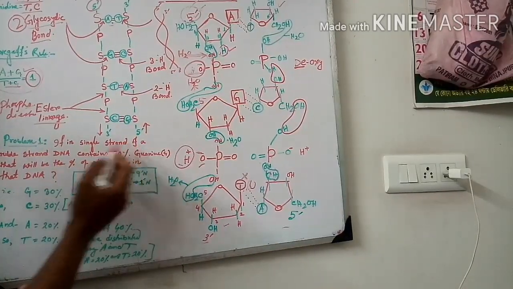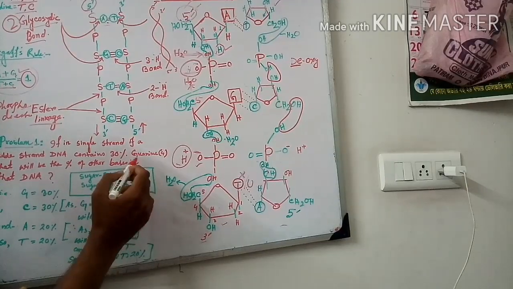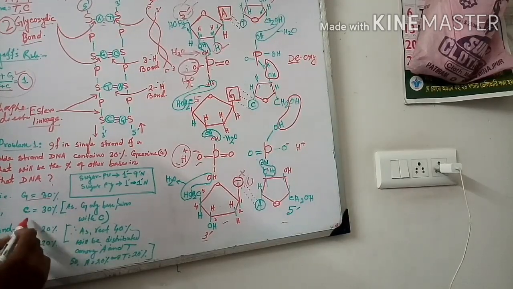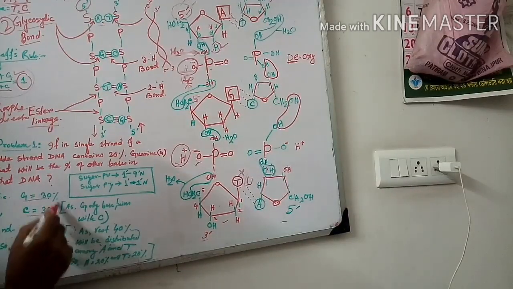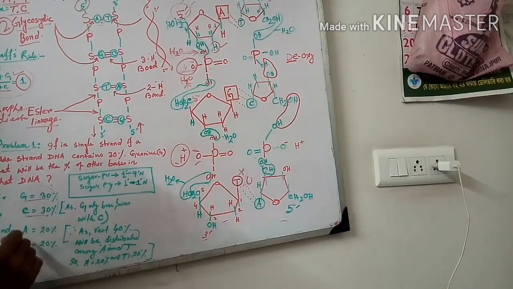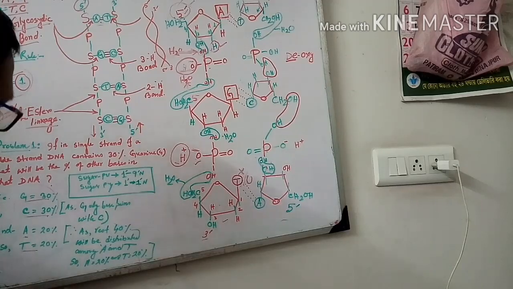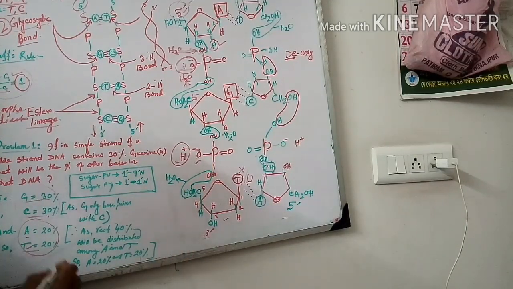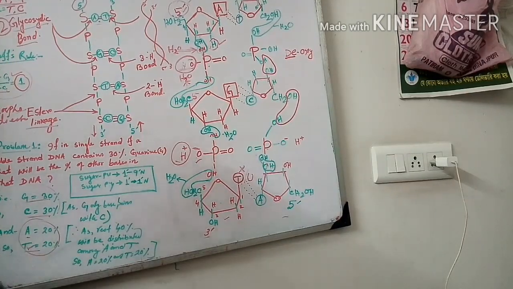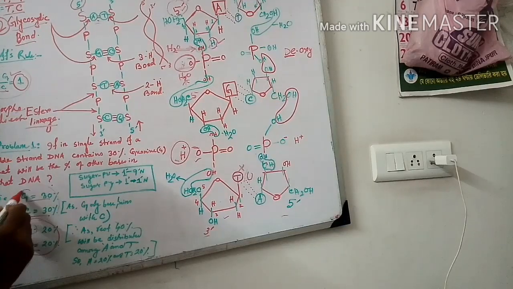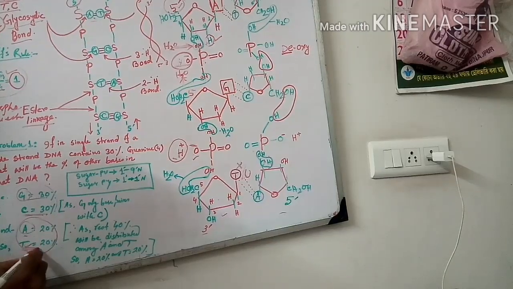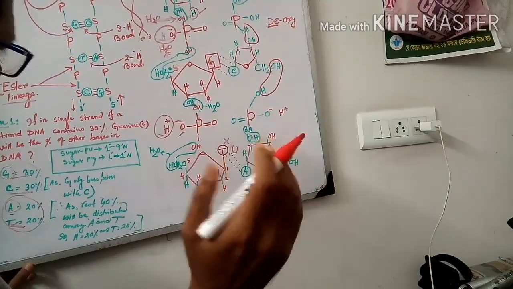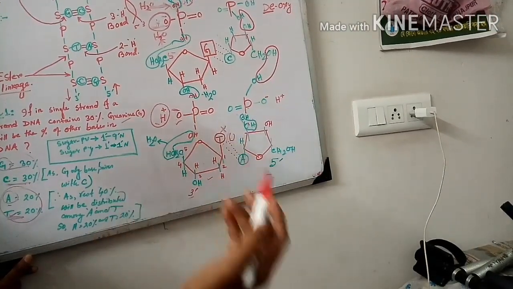Here, if a double-stranded DNA contains 30% guanine, then what will be the percentage of the other bases in the DNA? Guanine is 30%, then cytosine will also be 30%, and if both contributions are 60%, then adenine will be 20% and thymine will be 20%, because the remaining 40% will be contributed by adenine and thymine. So adenine and thymine will be 20% and 20%. Adenine 20% plus guanine 30% is 50%, and cytosine and thymine will be 50%. So the equal contribution of purine and pyrimidine will be 50%. So this is the basic example, and students will face this kind of question in competitive exams.